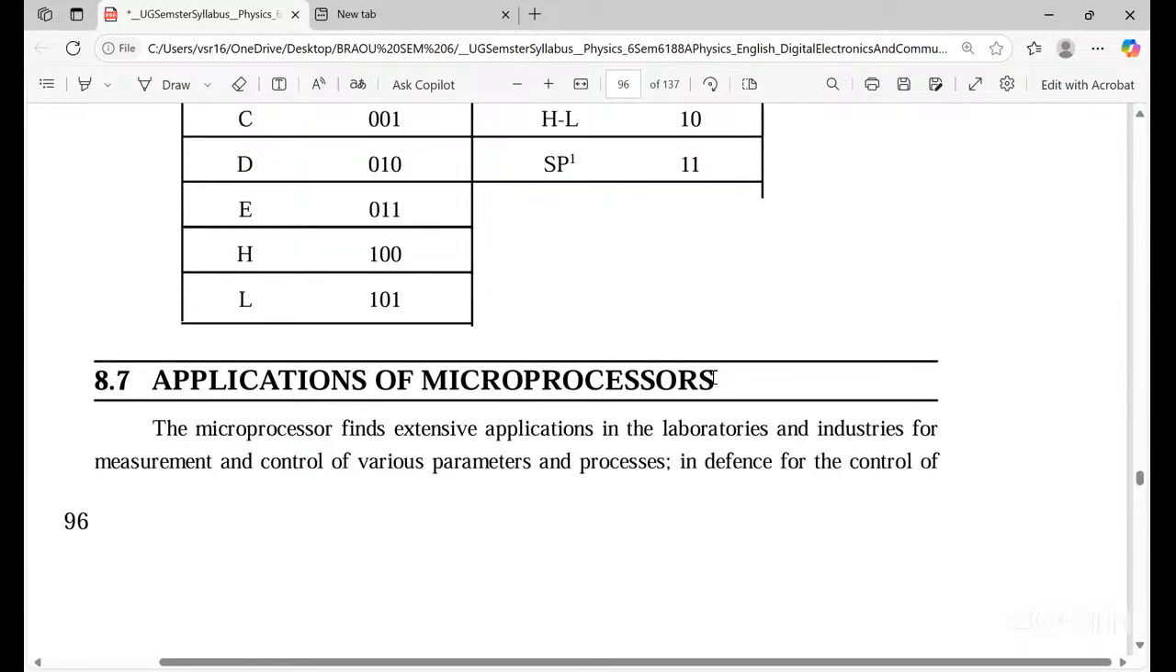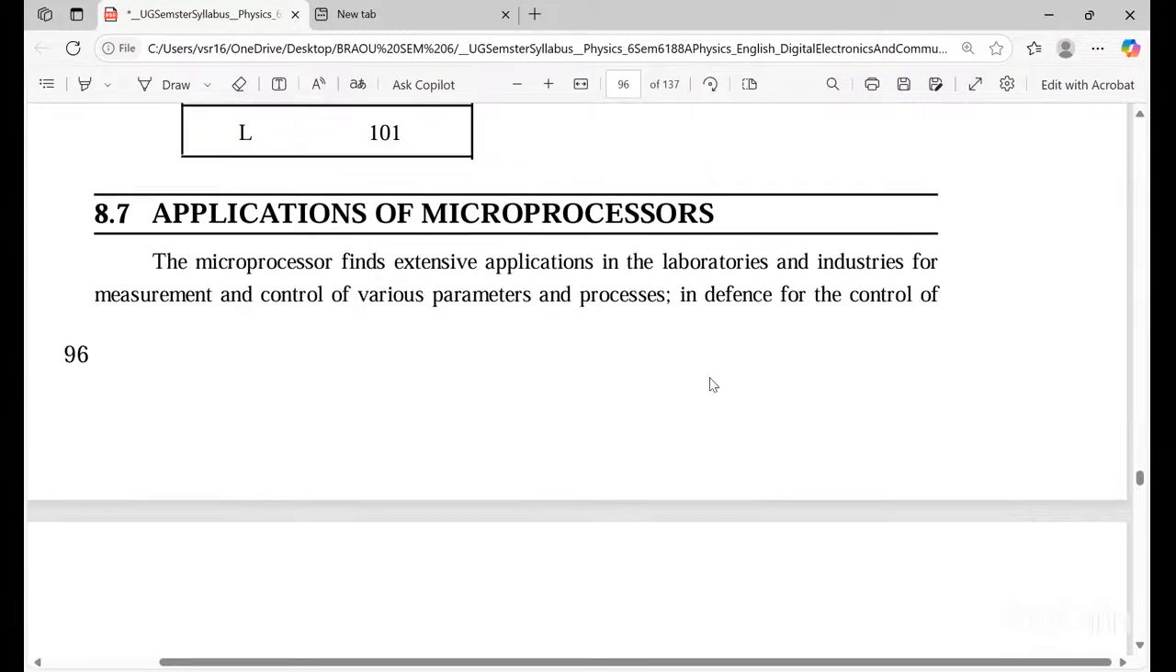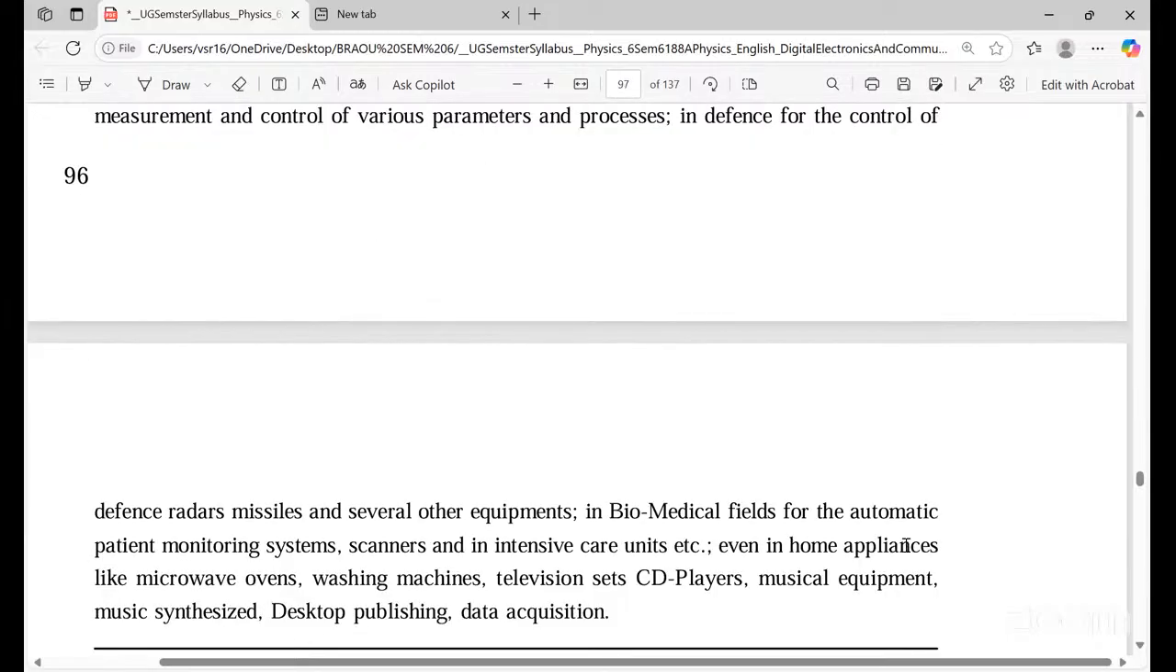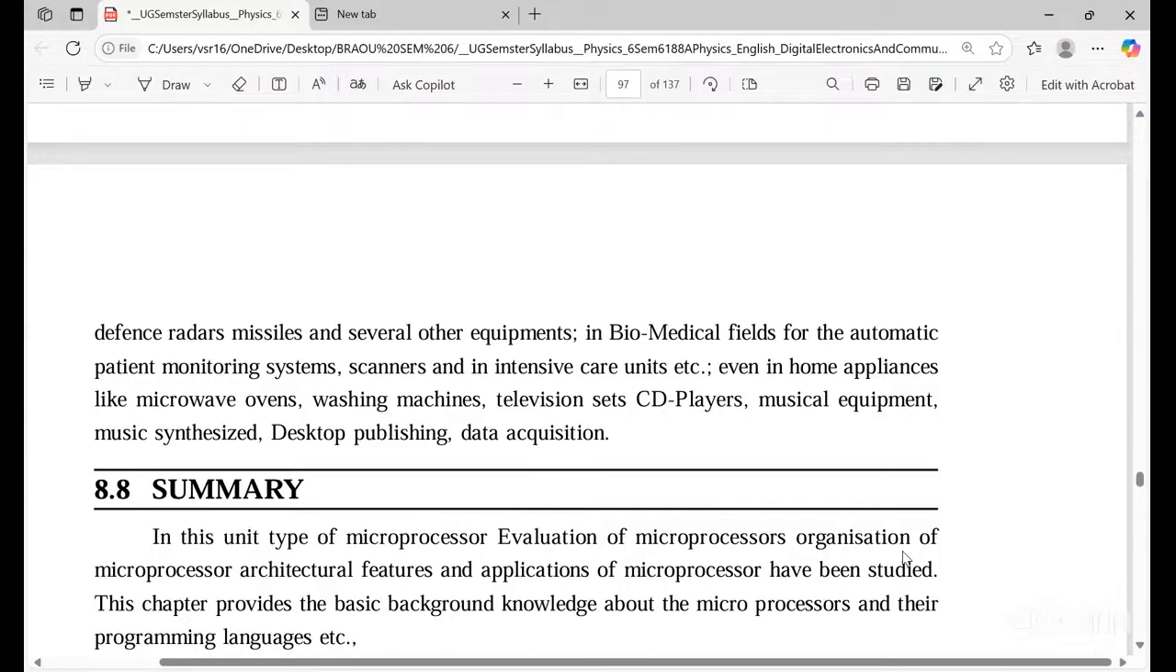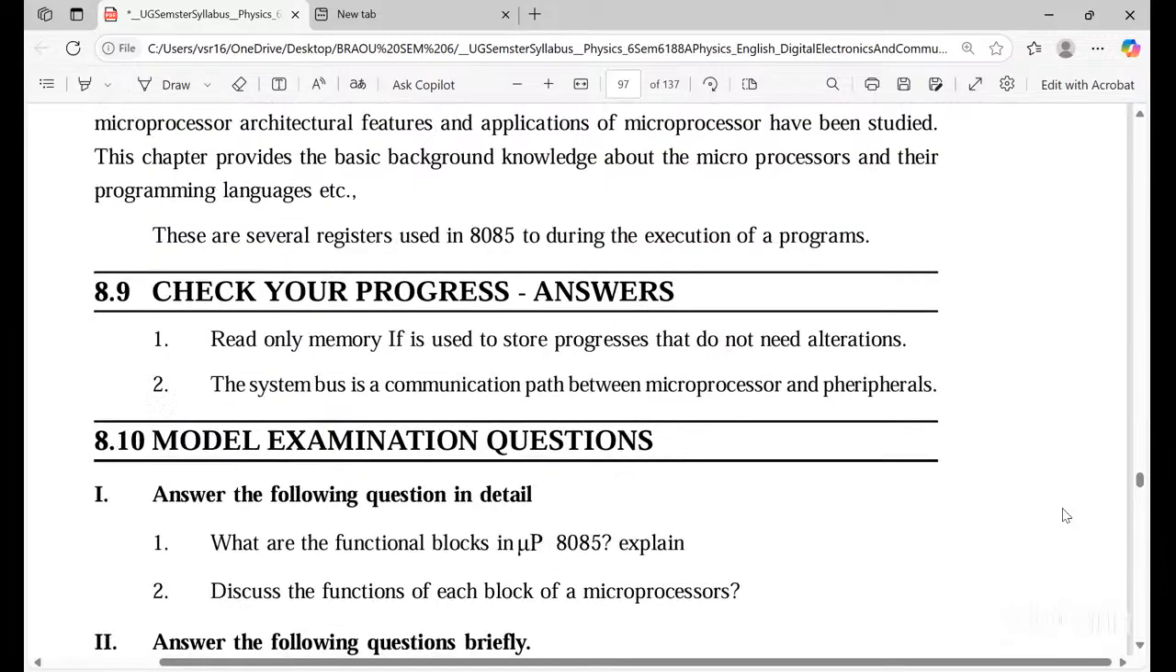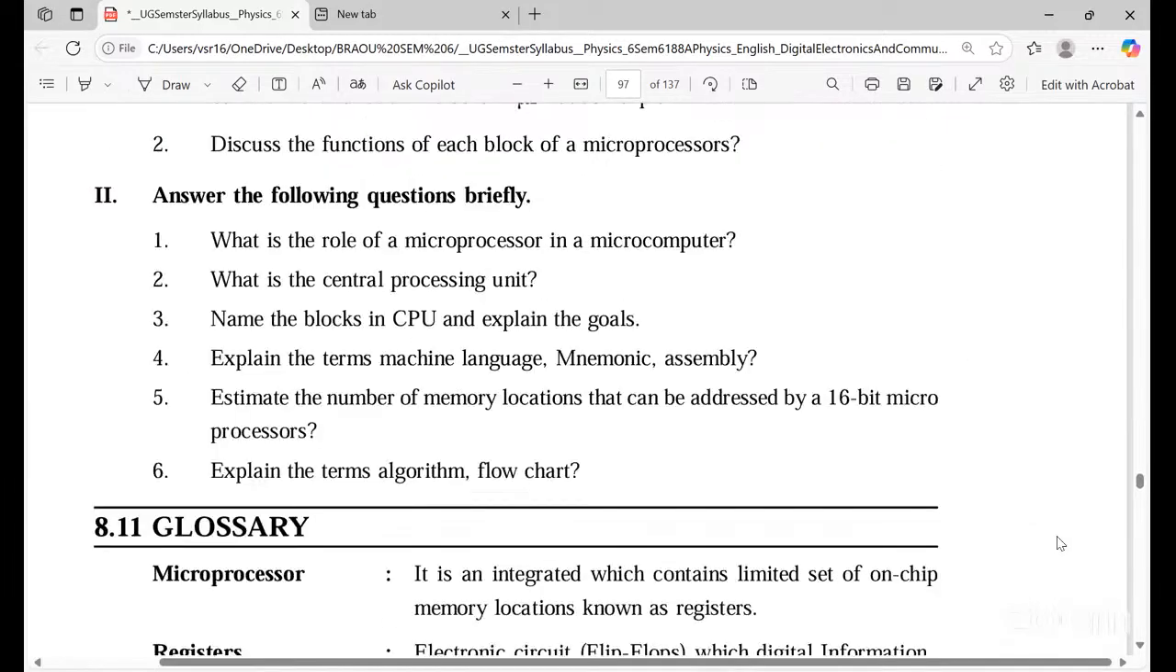What are the applications of the 8085 microprocessor? The microprocessor has extensive application in laboratories and industries for measurement and controlling various parameters, biomedical fields, automatic patient monitoring systems, scanners in ICUs, home appliances like microwave ovens, washing machines, television sets, CD players, musical equipment, music synthesizers, desktop publishing, data acquisition. All.